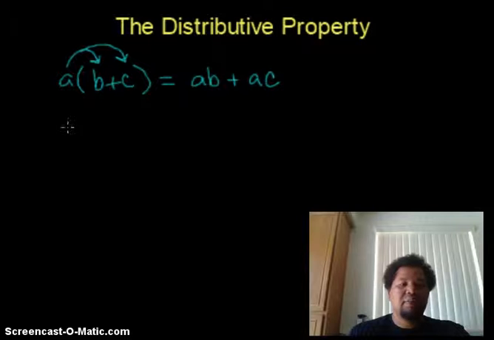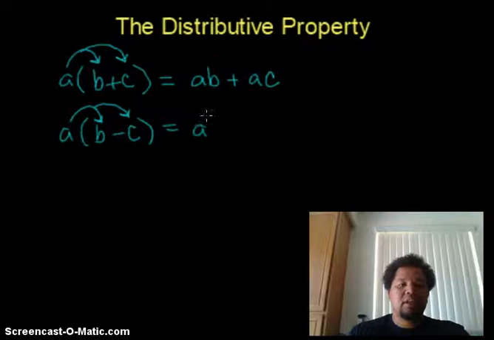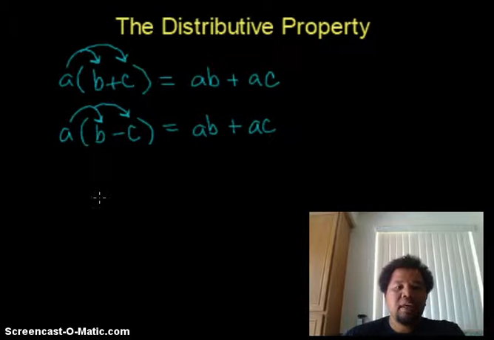And the same thing happens if we have subtraction. Doesn't matter. We take whatever's on the outside and we multiply it to what's on the inside of the parentheses. So this is just the algebraic example of the distributive property. Now, the distributive property can be applied in several ways, and that's what I'm going to show you: different applications of the distributive property.